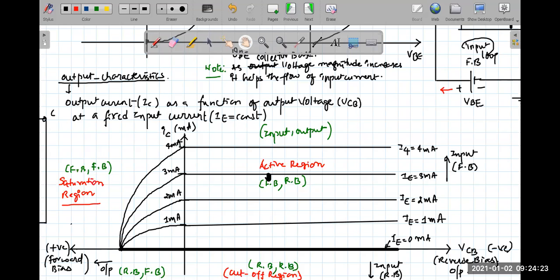So copy till here. Here we have seen what is happening to the current, and why we should connect the input in forward bias and the output in reverse bias. But what benefit we are getting out of it, we'll discuss in tomorrow's class.